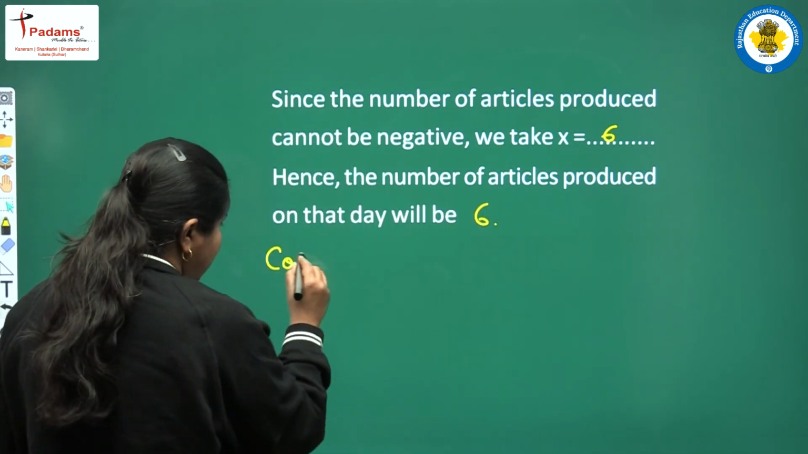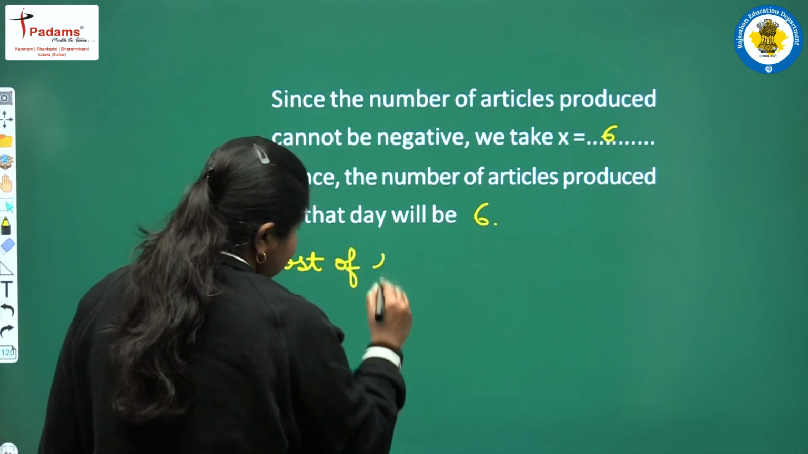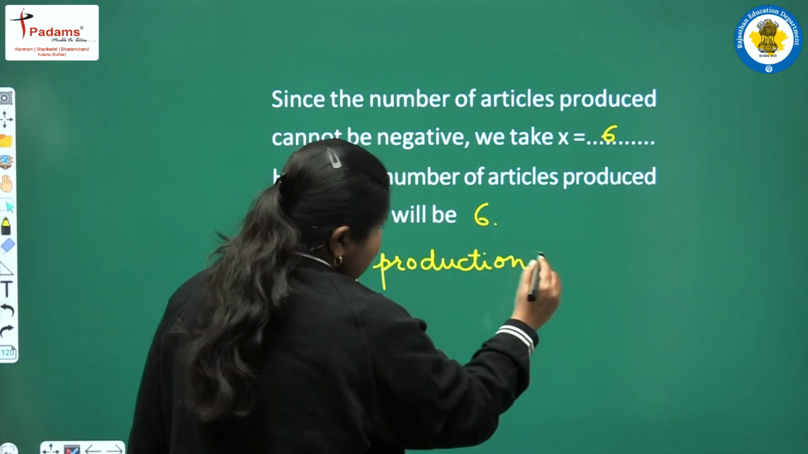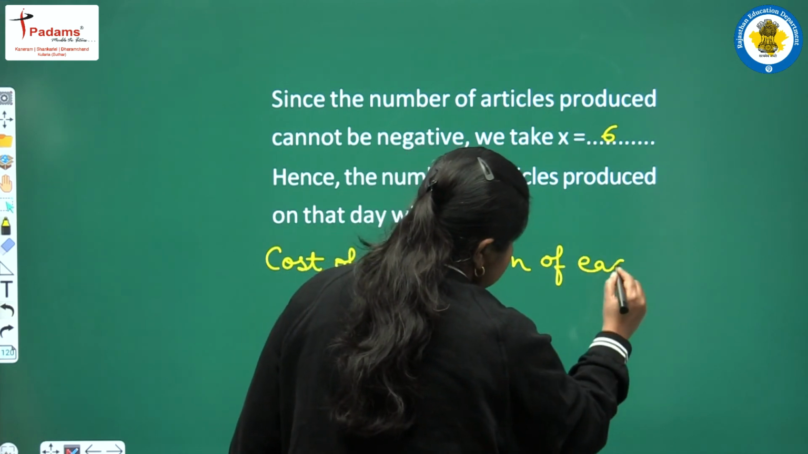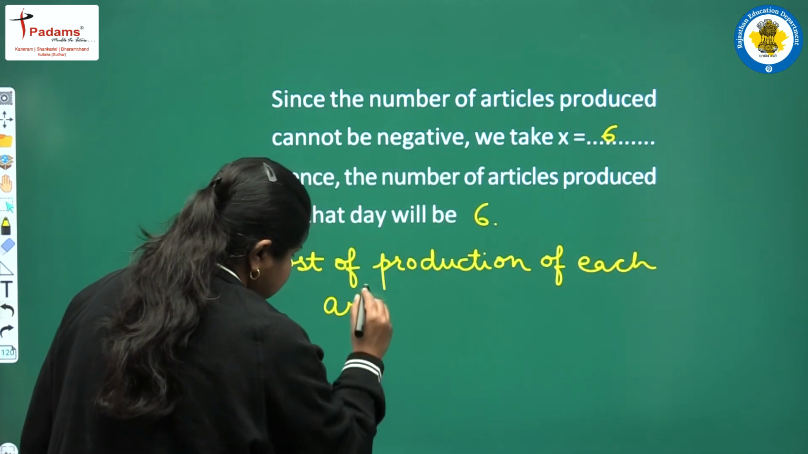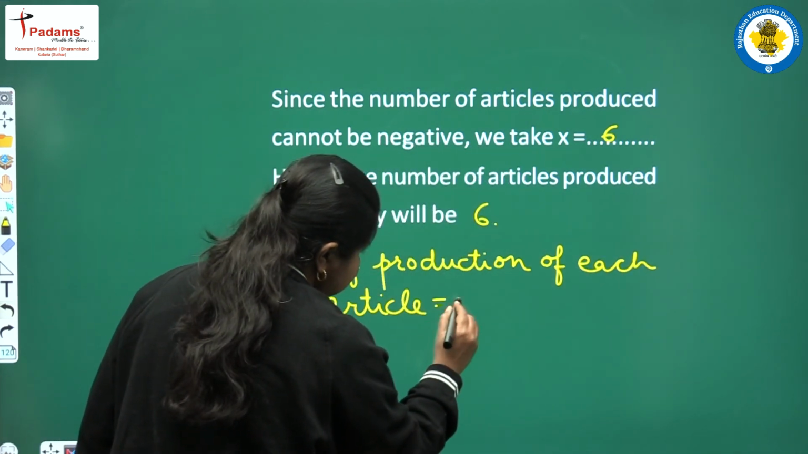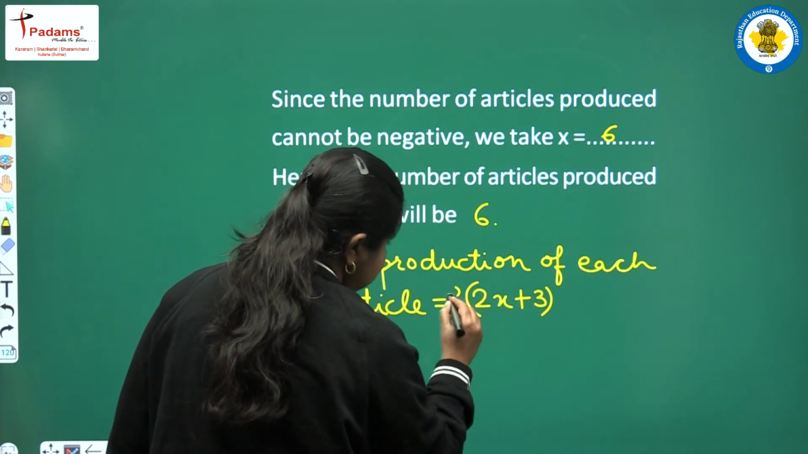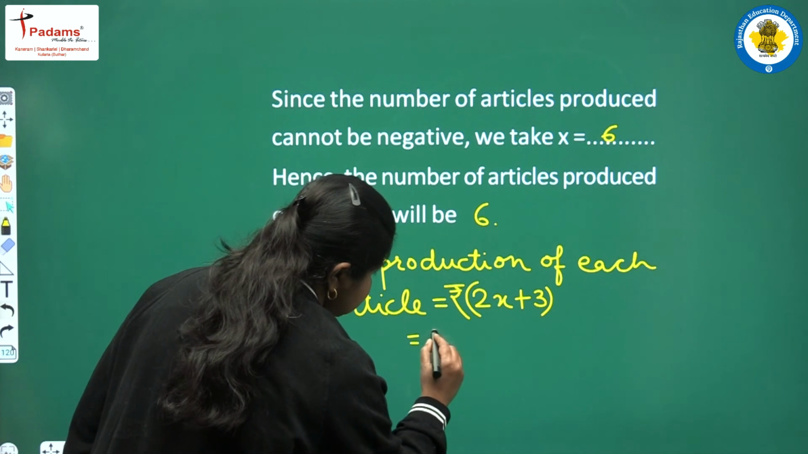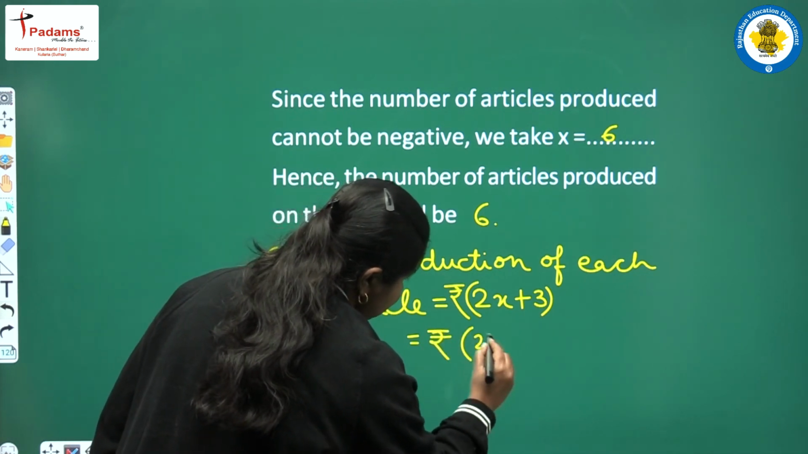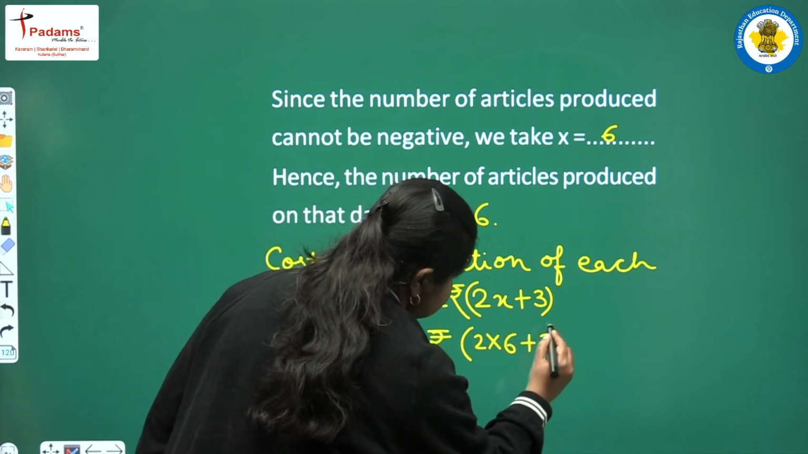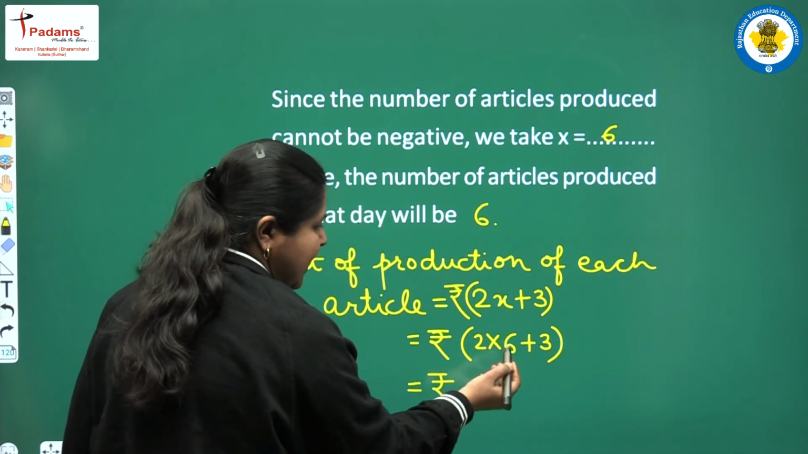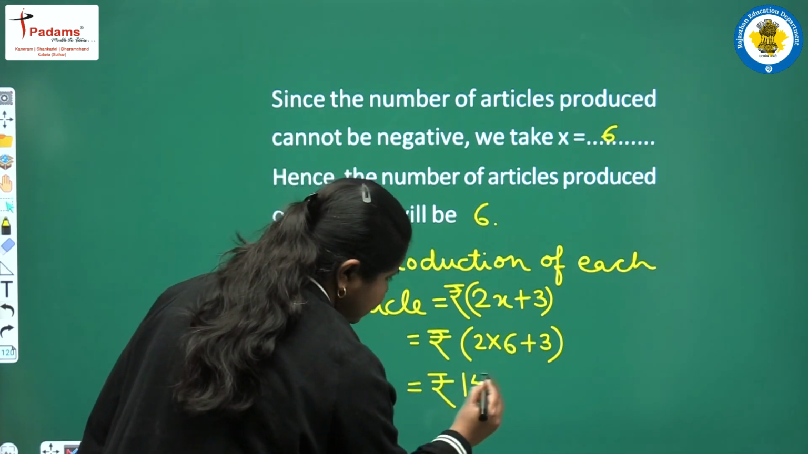And the cost of production of each article, it has also been asked, and it is given by 2x plus 3 in rupees. This will be equal to rupees 2 into 6 plus 3. Multiply and solve, you will get it equal to 2 6s are 12 plus 3, it's rupees 15.